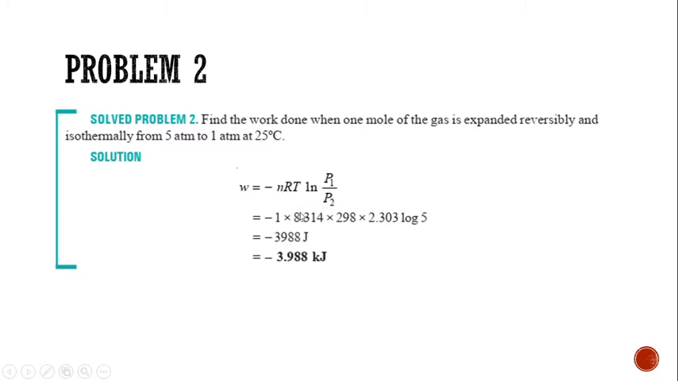Applying the values of the constant as well as the given values, we can easily calculate the work done, that is minus 3988 joules. If you wish to convert the value of joule into kilojoule, then you need to divide 3988 by 1000, and your answer will be calculated in kilojoule, that is minus 3.988 kilojoule.